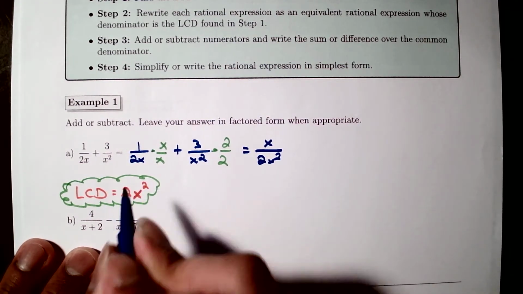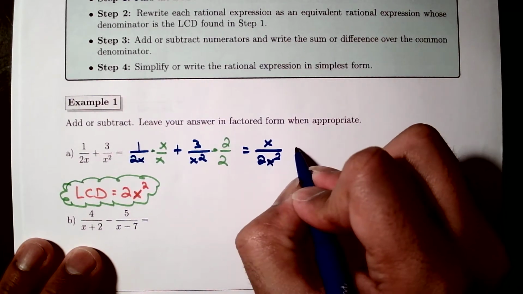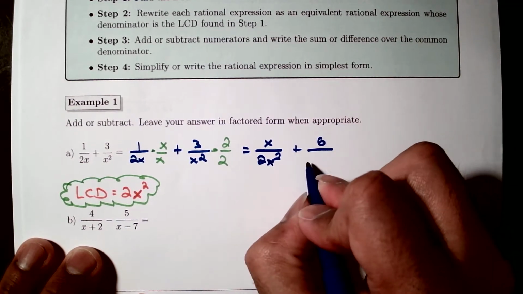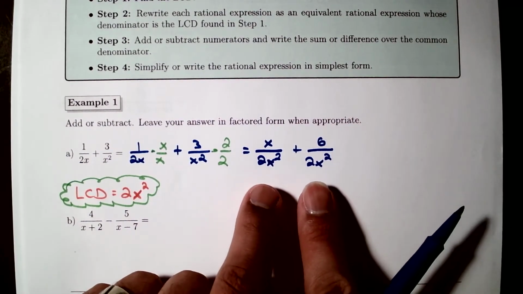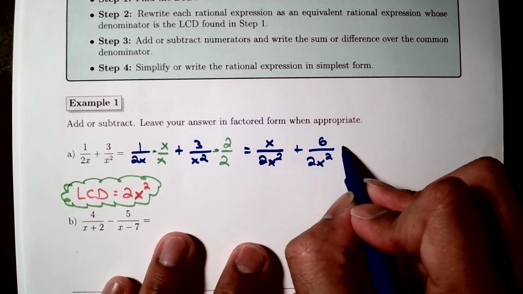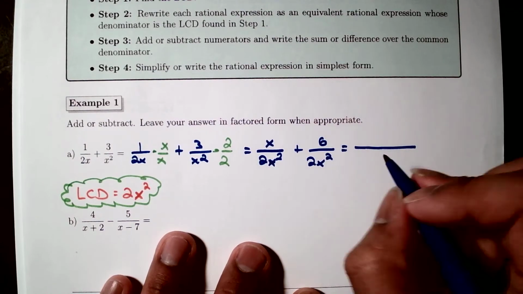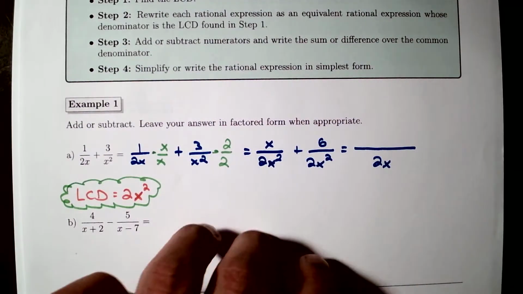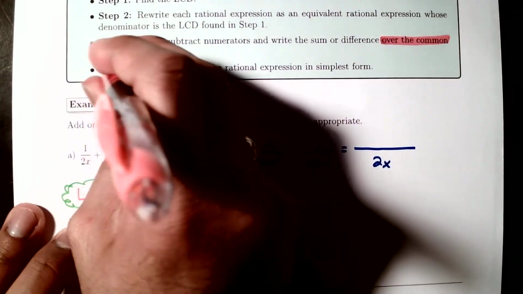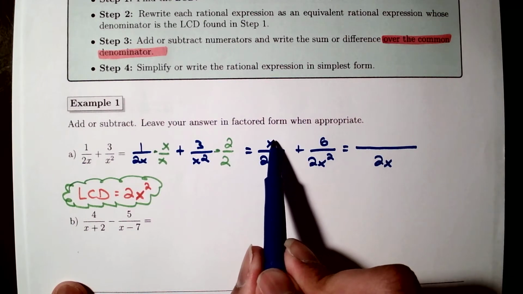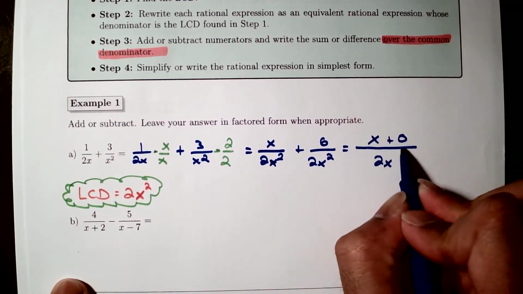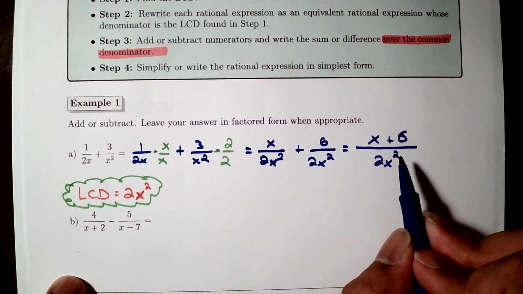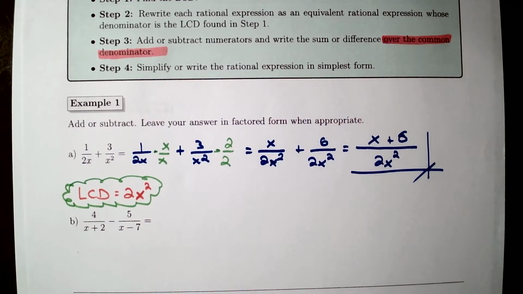Do you see that we have just the LCD now? Plus 3 times 2, which equals 6, and x squared times 2 gives us 2x squared. And notice now we have the two fractions with the same denominator. So now we can combine the two fractions together with the LCD in the denominator. Now write the sum over the common denominator. So the sum is x plus 6 over the common denominator, 2x squared. In this case, we cannot factor anything from x plus 6, so that's the final answer. We're done over here.